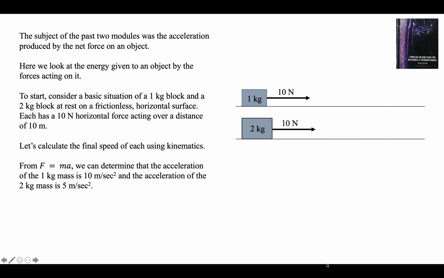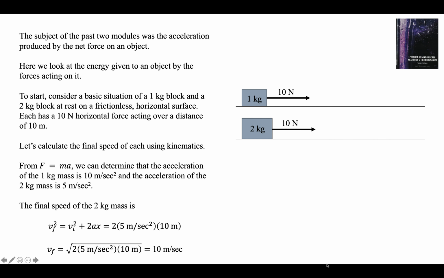From F equals ma, we can determine the acceleration of the 1 kilogram mass is 10 meters per second squared, and the acceleration of the 2 kilogram mass is half as great, 5 meters per second squared. From the equation v final squared equals v initial squared plus 2ax, setting the initial speed equal to 0 and the acceleration equal to 5 meters per second squared, we can get the final speed of the 2 kilogram mass. It's 10 meters per second.